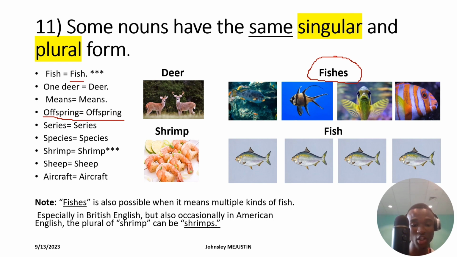Especially in British English, but occasionally in American English, the plural of shrimp can be shrimps. This can be shrimps, especially in British English. But occasionally in American English, it can be shrimps as well. Alright, does that make sense? As I said, you need to have your dictionary to look up these words to see what they mean.